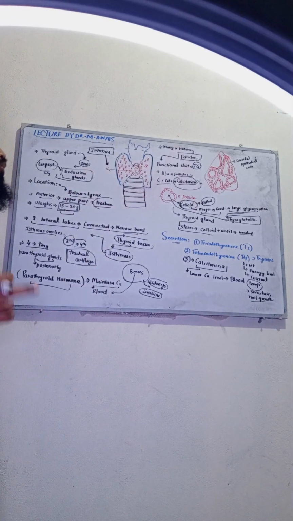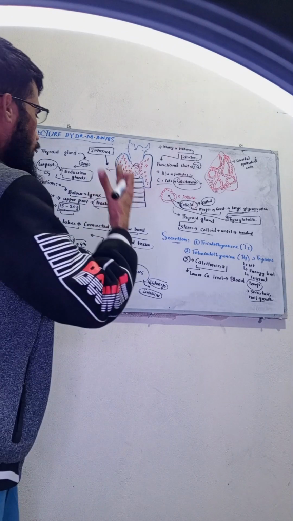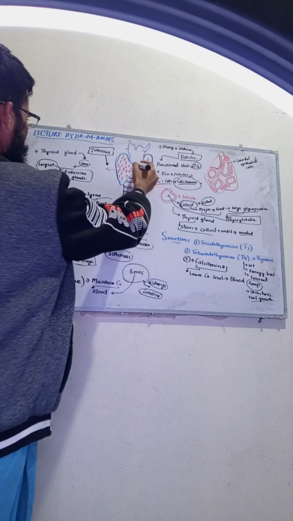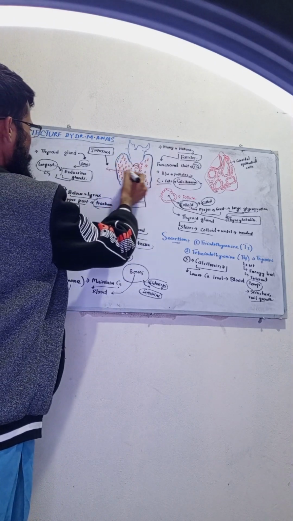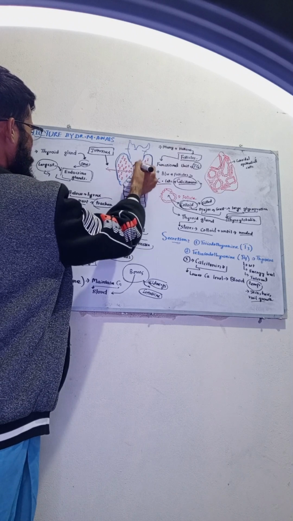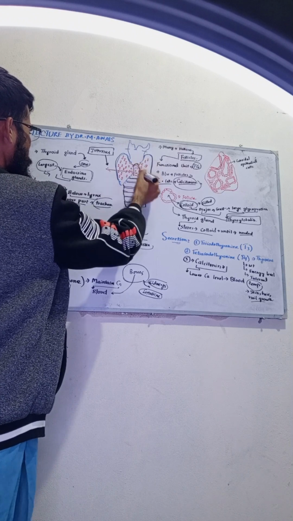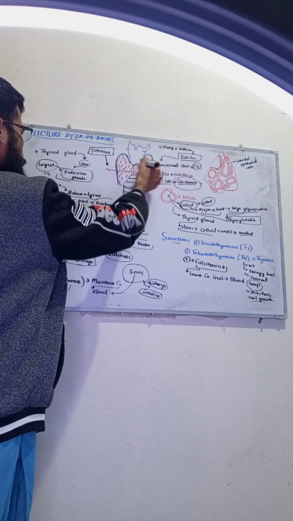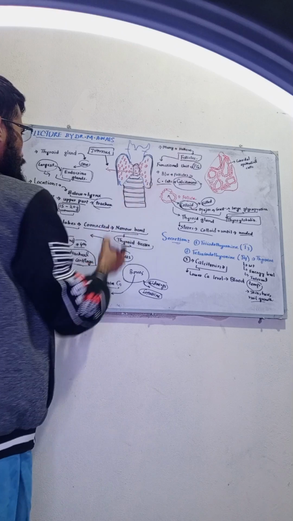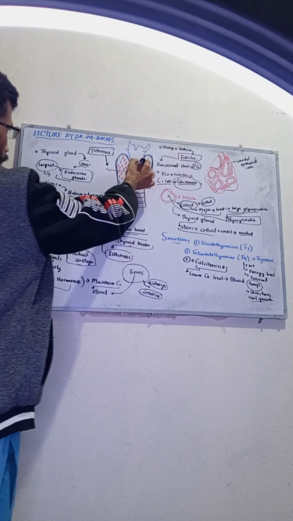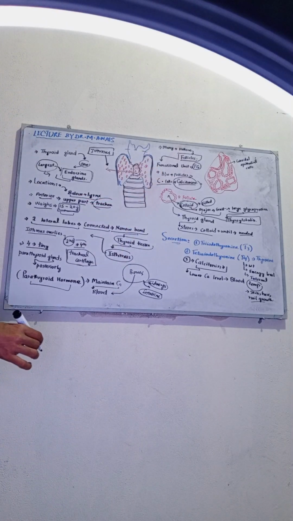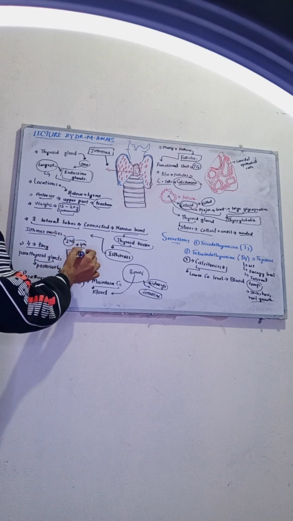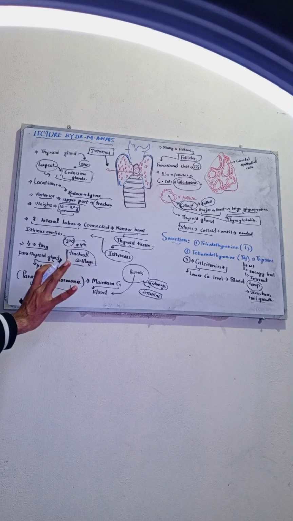Thyroid gland has two lobes connected by a narrow band of thyroid tissue called isthmus. This is isthmus, a narrow band of tissue. This is one lobe, this is another lobe, and they are connected by isthmus. Isthmus overlies the second to fourth tracheal cartilage.